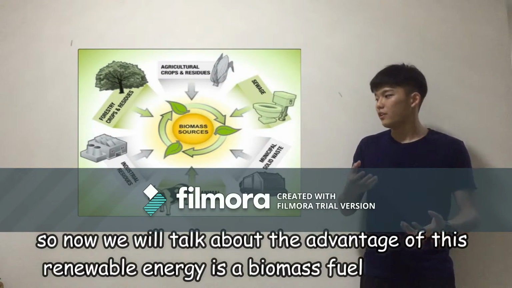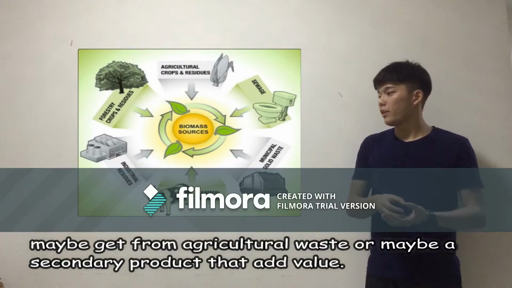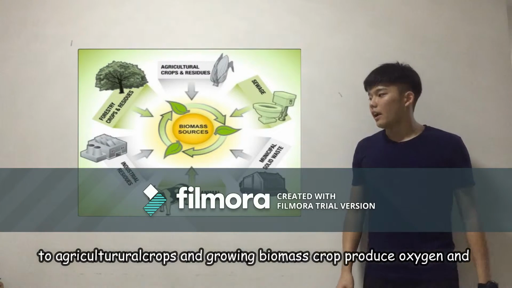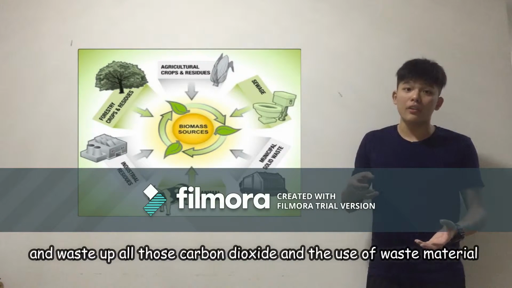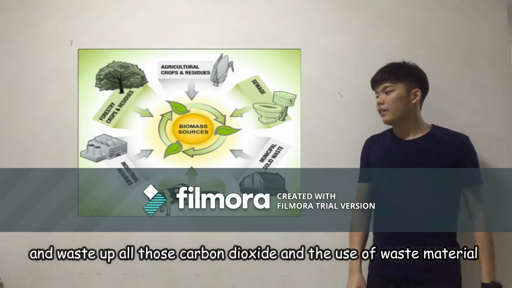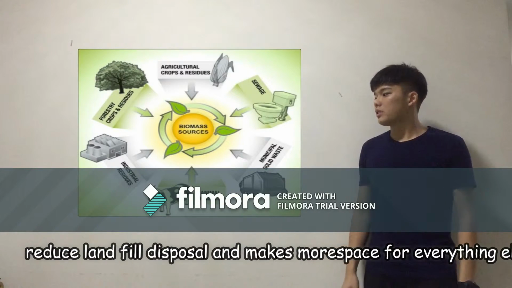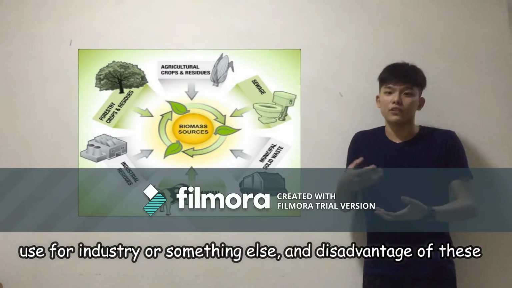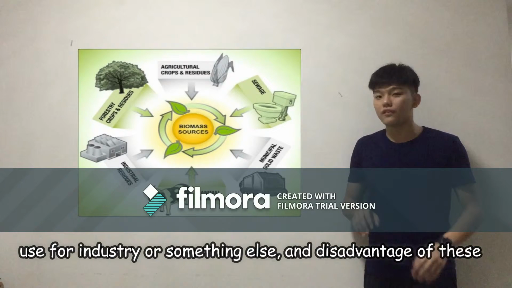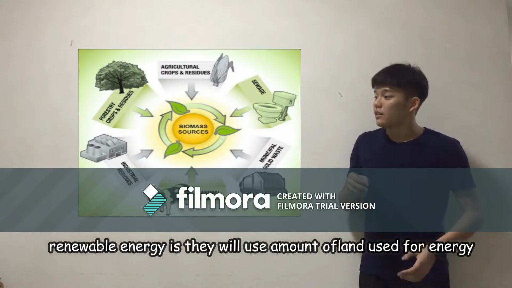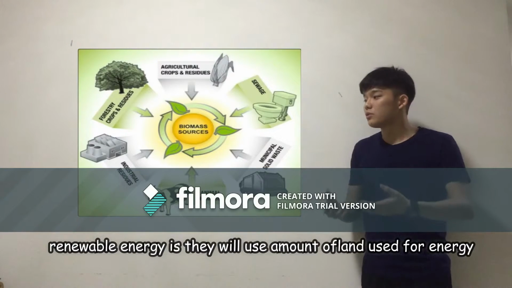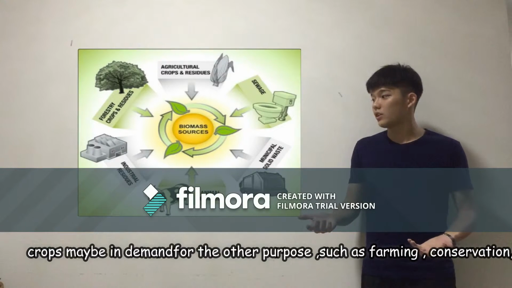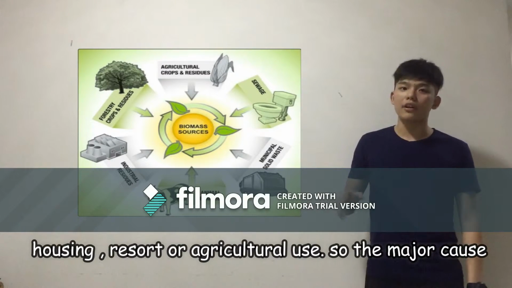Biomass fuel can come from agricultural waste, a secondary product that adds value to agricultural crops. Growing biomass crops produce energy and absorb carbon dioxide. The use of waste material reduces landfill disposal and makes more space for other uses, such as chemical use for industry. The disadvantage of this renewable energy is the amount of land it uses. Land used for energy crops may be in demand for other purposes such as farming, conservation, housing, resorts, and agriculture.